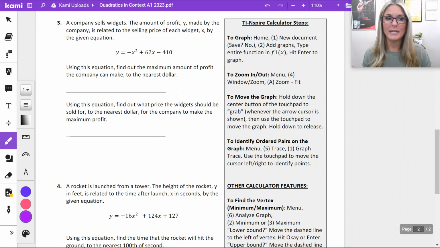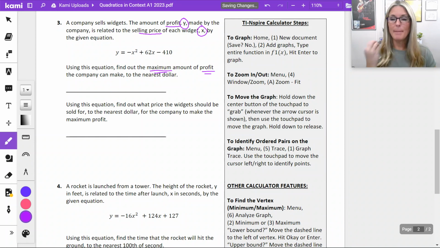Let's start with number 3. The company sells widgets. The amount of profit, Y, made by the company is related to the selling price of each widget, X. Notice I'm going ahead and just really confirming with myself, what does X stand for? What does Y stand for? Y is the profit. X is the selling price of each widget. And we've been given the following quadratic, y equals negative x squared plus 62x minus 410. Using this equation, find out the maximum amount of profit the company can make to the nearest dollar.